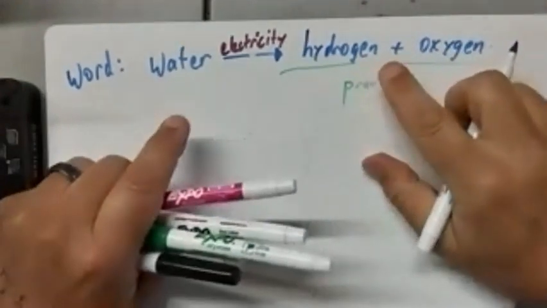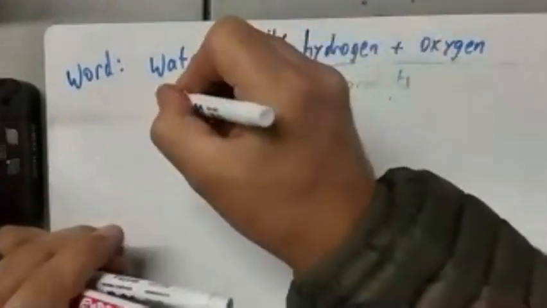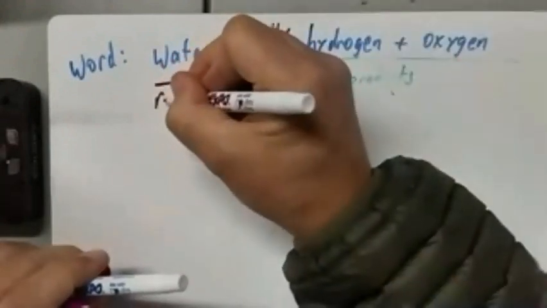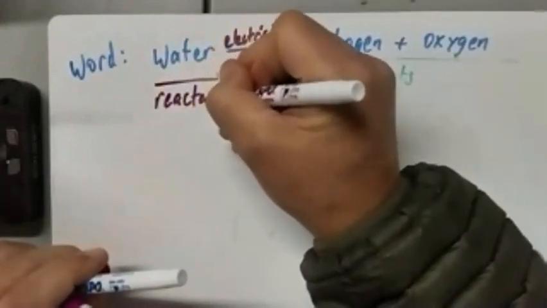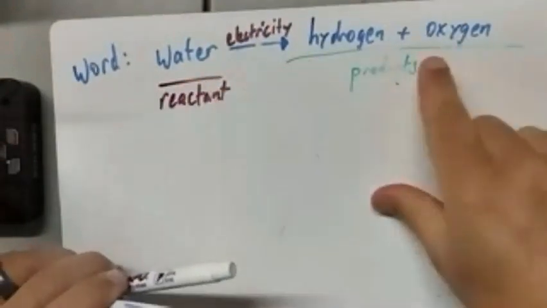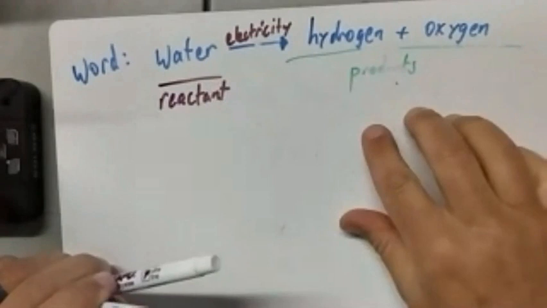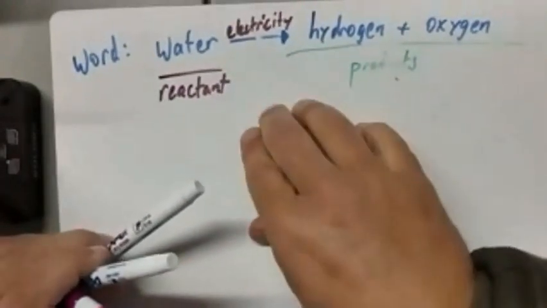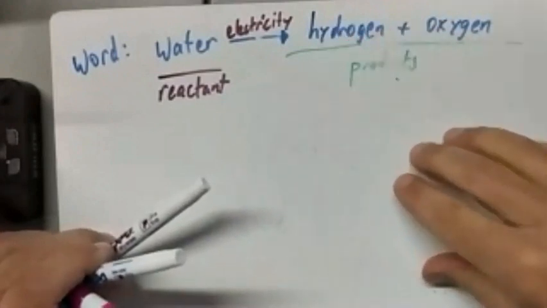So this is what we would call a word equation. These things over here, this is a specific type of reaction where you only have one reactant. So this would be a word equation. We don't use these too much. What we start to do is we start to do symbols, and then we start to balance those, and then we're going to do math with those.